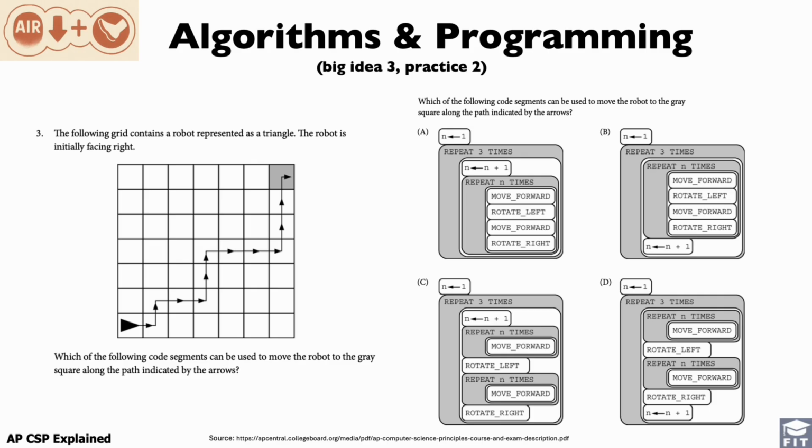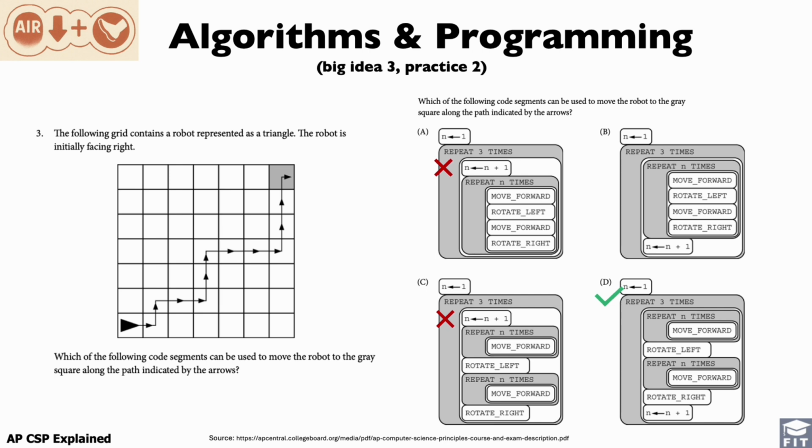If you've practiced loop logic before, you might recognize that when we use a counter like n equals n plus 1, it usually goes at the end of the loop, not the beginning. So, based on that, we can eliminate choices A and C. Next, we notice that the robot only turns once left and once right for each zigzag segment, which means it's not looping through multiple turns. That leads us to choice D, which best matches the pattern and logic of the loop.